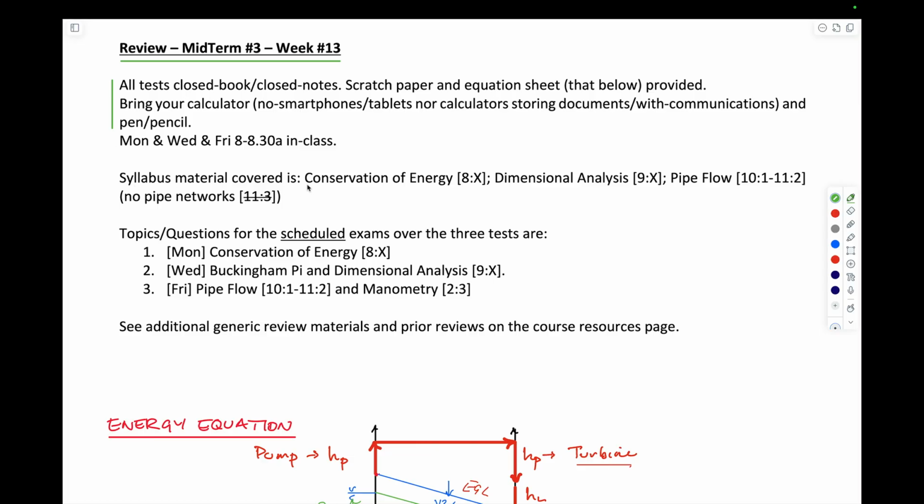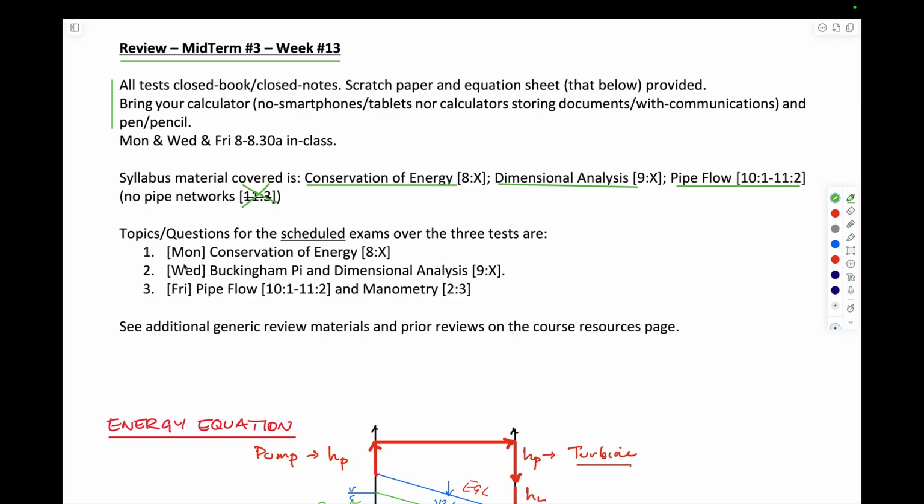The material covered is the stuff from week 8, which is conservation of energy, the stuff from week 9, which for you was online, which is dimensional analysis, and weeks 10 and 11 for pipe flow, except not for pipe networks, which was, I guess, the third of the classes in week 11.